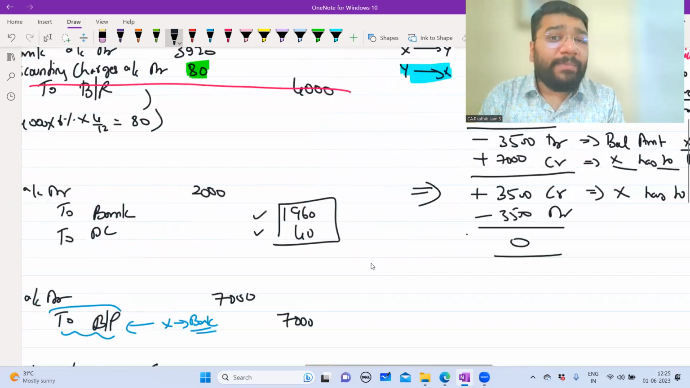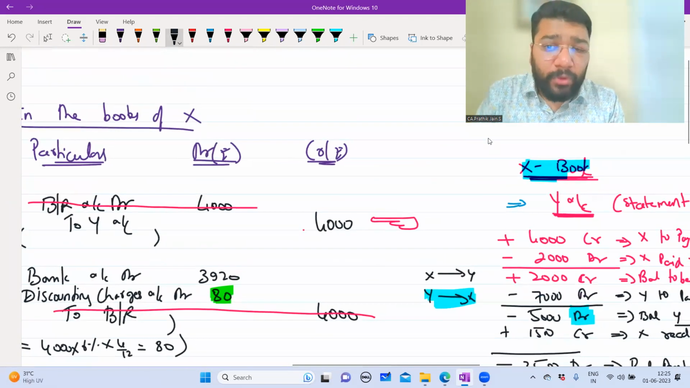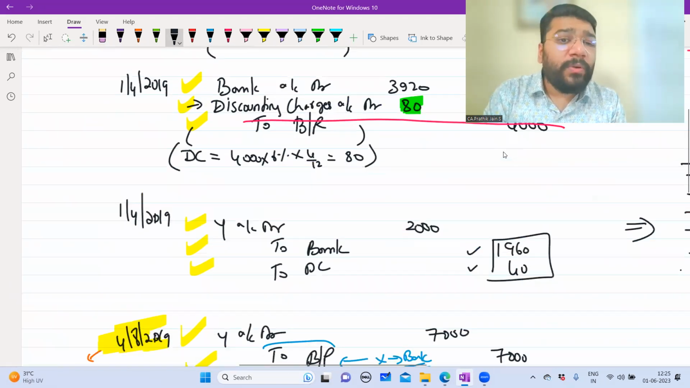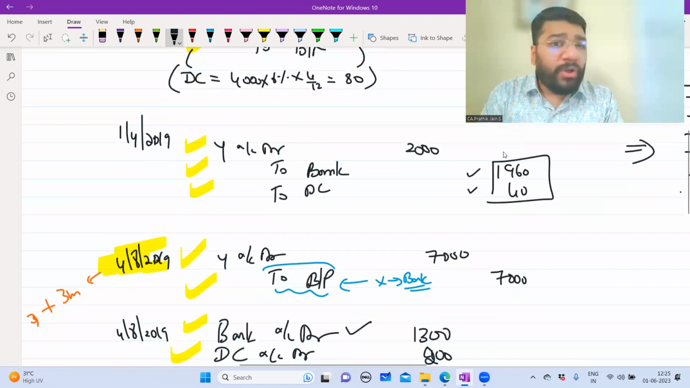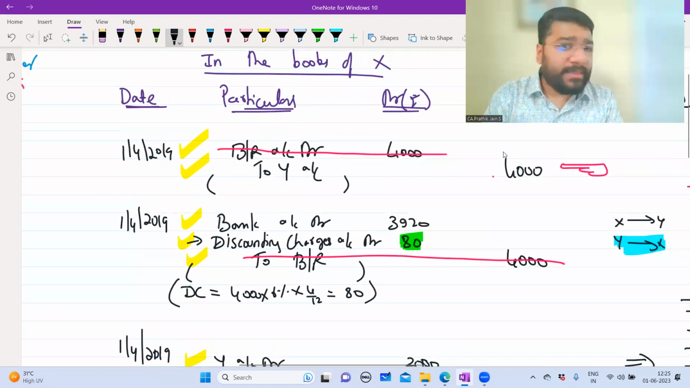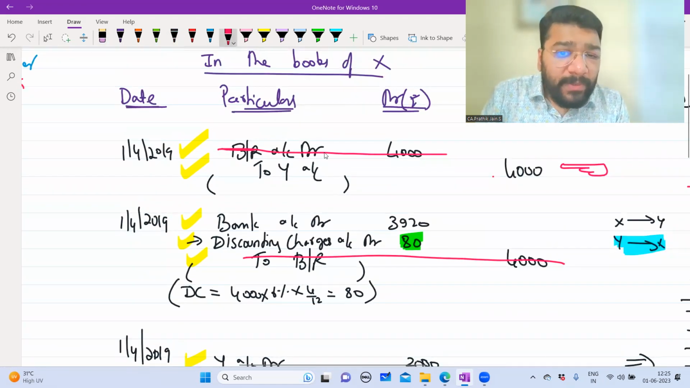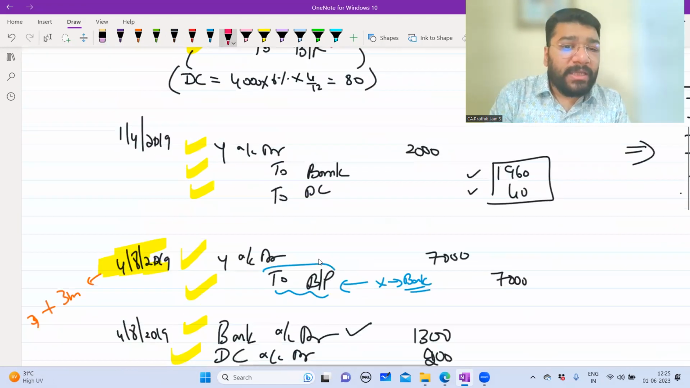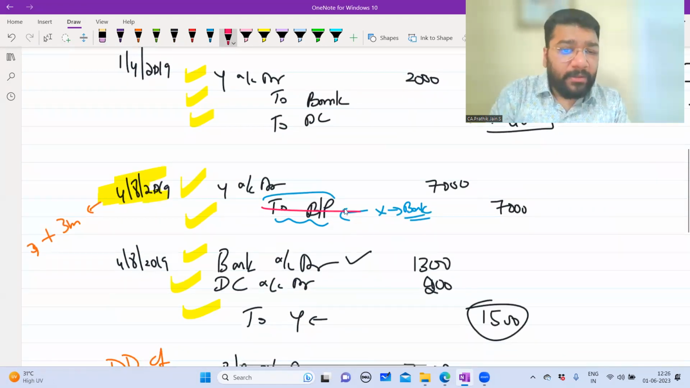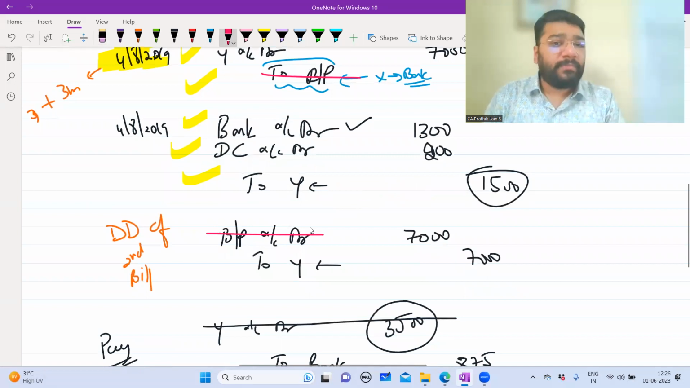So tell me, guys, if you don't prepare this statement, how will you get a control? Because as long as bills receivable and bills payable are concerned, it is very simple. Bills receivable is open here, closed here. Bills payable is open here, bills payable is closed here. Very easy. But look at the entry, guys.